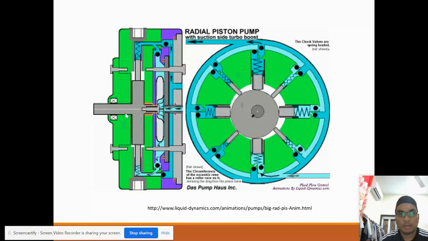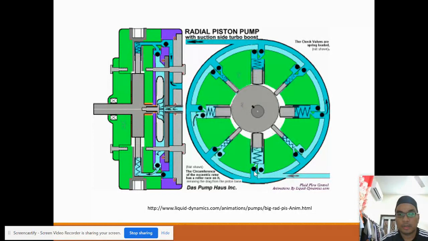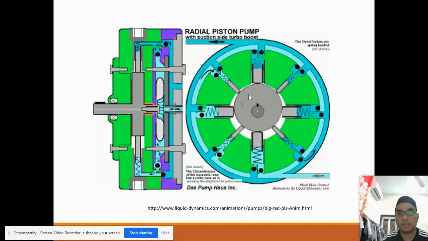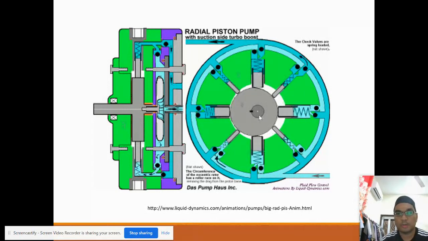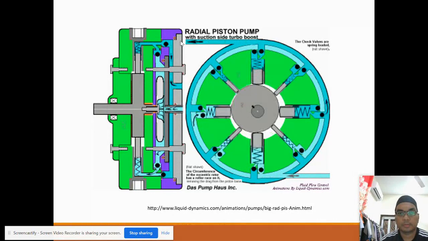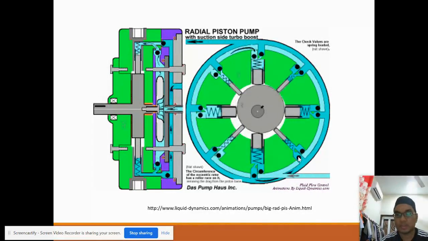The oil going through this radial piston moves radially. It's not axial, it moves in rounds, in the radial, and goes to the outlet port to move your actuation system.